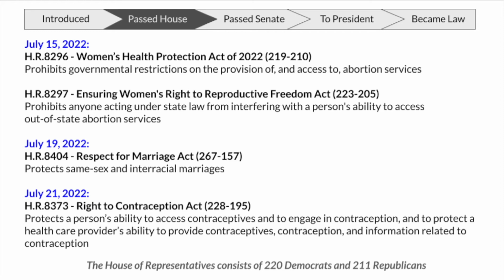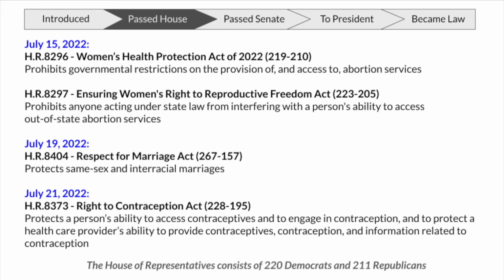On the same day, the Ensuring Women's Right to Reproductive Freedom Act passed 223 to 205. The act protects the right to travel across state lines for abortion services. All Democrats, joined by 3 out of 211 Republicans, voted to pass the bill.